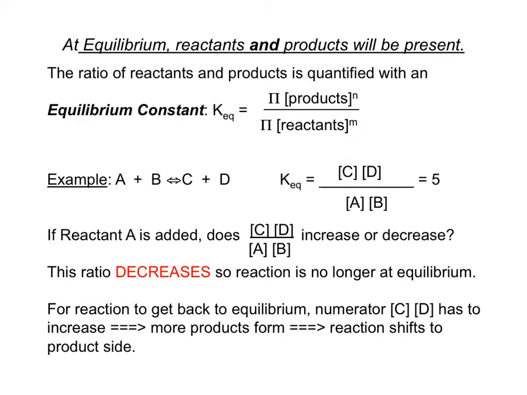Here's an example. Reactants A and B are in equilibrium with products C and D. The equilibrium constant for this reaction equals 5. If reactant A is added, which is the stress, what happens to this ratio? The answer is the ratio decreases, so it's less than 5. This tells us the reaction is no longer at equilibrium. To reestablish equilibrium, the ratio has to increase back to 5. The way to do that is to increase the numerator, which means more products form, which means the reaction shifts toward the product side. So adding more reactant shifts the reaction to the product side and creates more products.